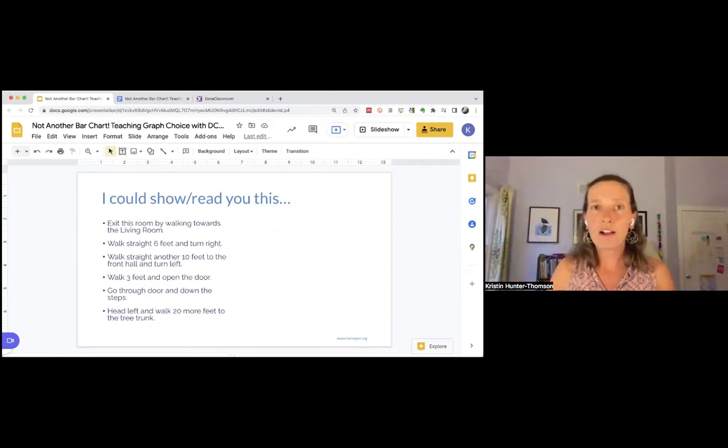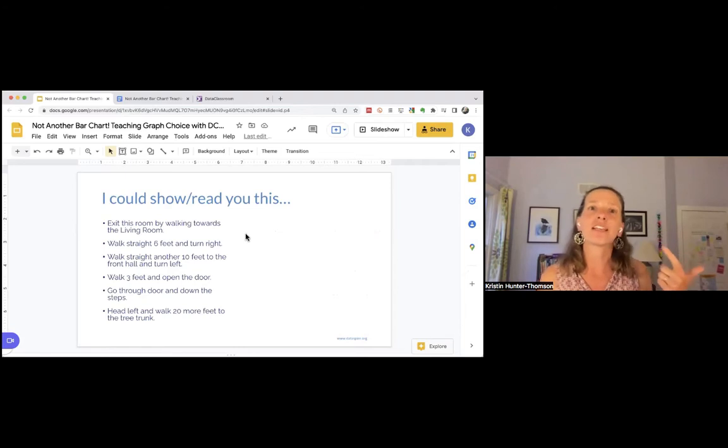So why graph choice? Why data? Why are we doing this? Well, I could show and read you this: exit this room by walking towards the living room, walk straight 6 feet and turn right, walk straight another 10 feet to the front hall and turn left. And I have to say, I am already bored and I have lost track of what the first thing is that I was supposed to be doing.